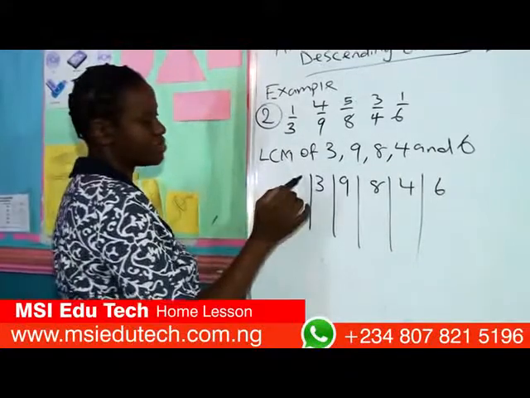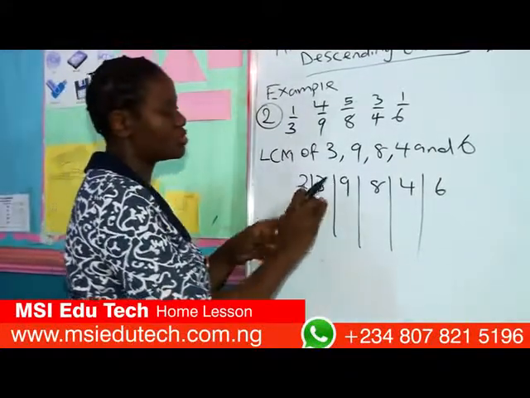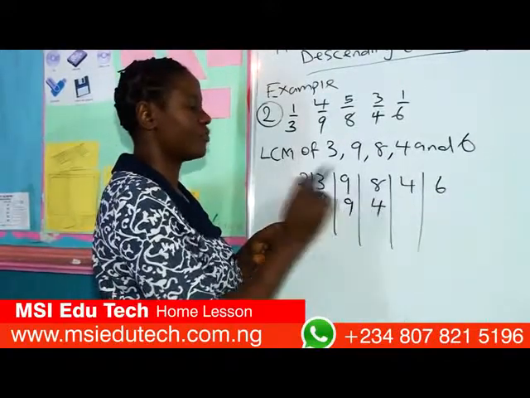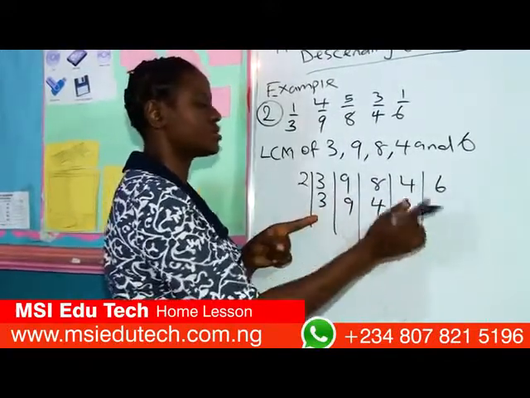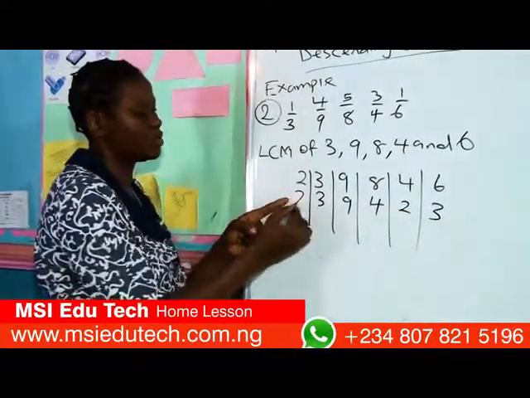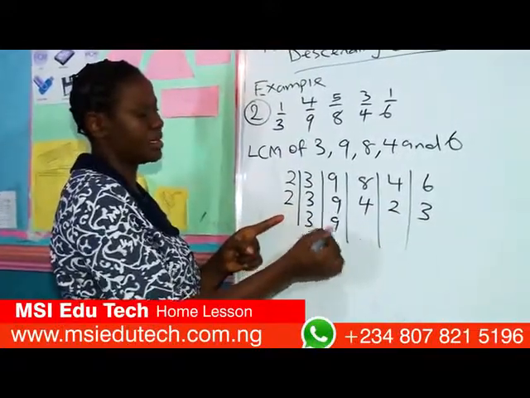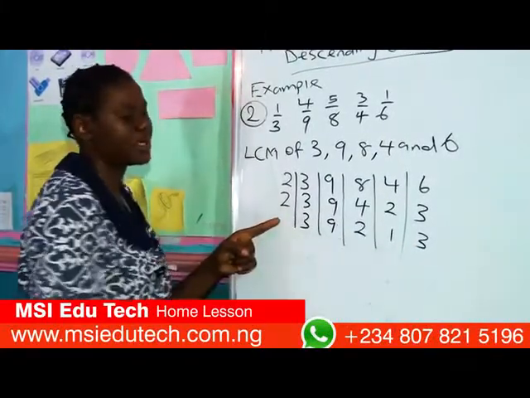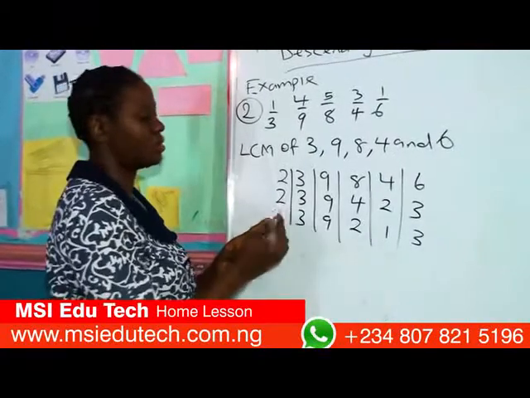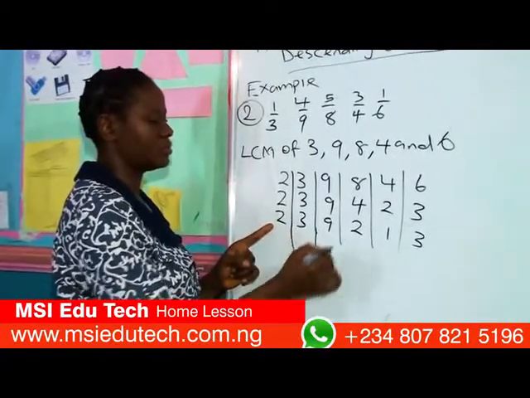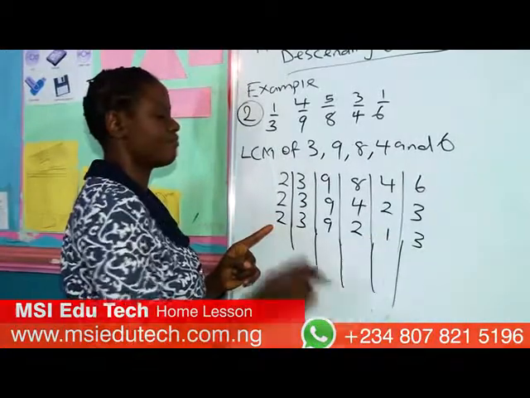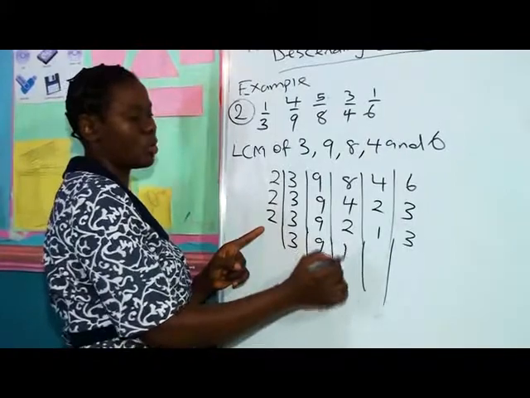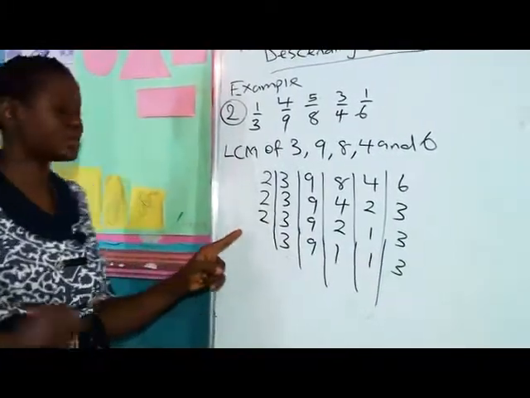What number could we use to divide? Let's try 2. 2 wouldn't go in 3 without a remainder, so 3, 9, 4, 2. 2 in 4, 2. 2 in 6, 3. What could we use again? Smallest number, 2. 2 in 2 is 1, and 3 stays, 3, 9, 1, 1, 3. What could we use now?